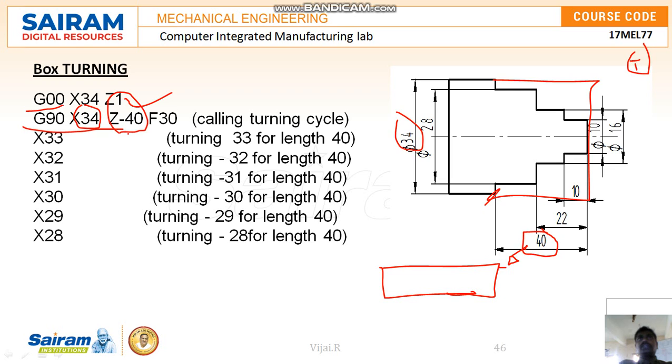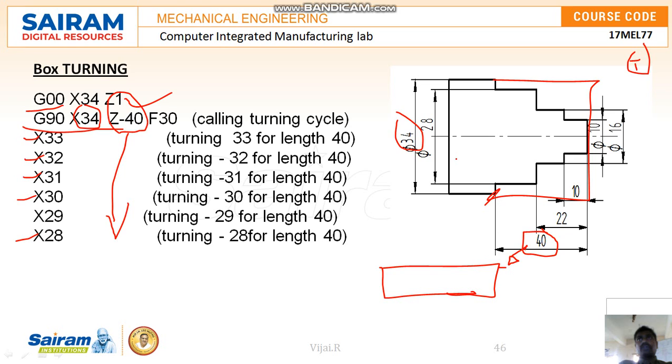But this z will be followed. So we need not type again and again, since the G90 is there, the code is there, it will automatically be considered. The 34 is going to be reduced to 28, maintaining the distance of z minus 40. So the turning from 34 diameter to 28 diameter for the length of z minus 40 is needed here. That is the box turning. Then again, the 28 I have reduced to 16 mm diameter for the length of z minus 22.